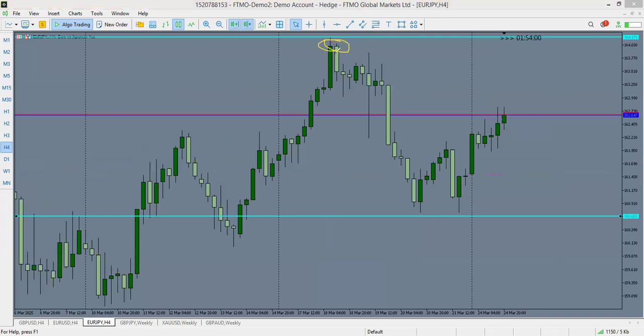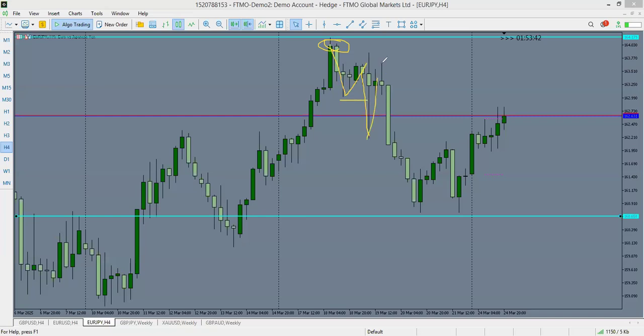So from these highs here, it's pushed all the way down. Okay, let's even start from here. Let's remove that one. Okay, so it's pushed down here, pushed up. Let's say it's pushed down there. So this is a market structure shift.